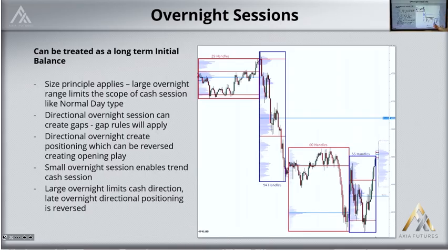And so what you're looking for here, gap rule does apply. So we open down here, your first thought is we can continue lower. But when you fail to keep going, you fail to go through the overnight low, then you can look for the reversal back to see if we can get responsive trade from the gap. So the size principle applies, large overnights limit cash session moves. Also, directional overnight moves act the same as a close away from value, whereby we're moving trade with much less volume. And that lack of volume in the movement is what then suggests that this is a move that is unable to keep itself going.